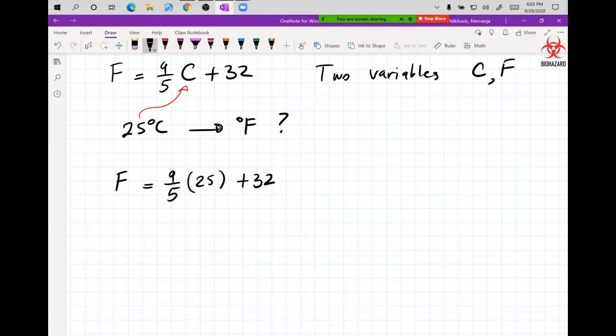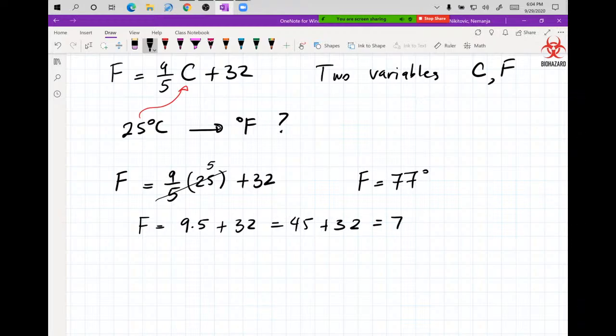So does anyone have the answer? Is it 77? All right, let's take a look. Hopefully it is. So we're going to cancel 5 and 25 and get a 5 in here. So all I need to do is 9 times 5 plus 32, which is 45 plus 32, which is 77. Awesome. So the 25 degrees measured anywhere else in the world is 77 measured in the United States.